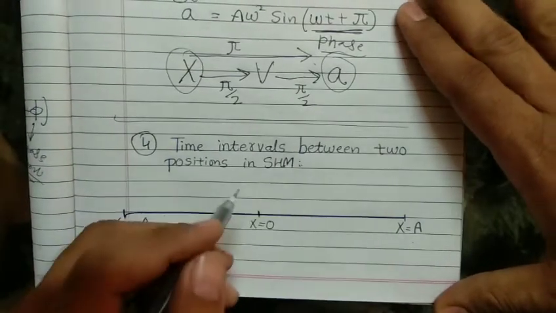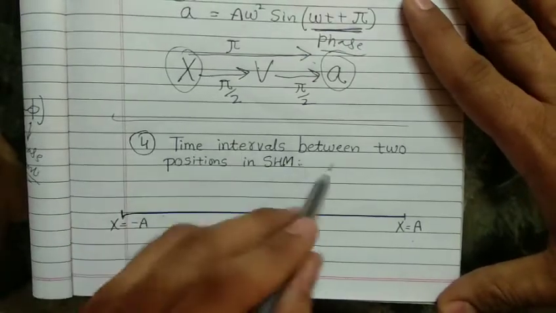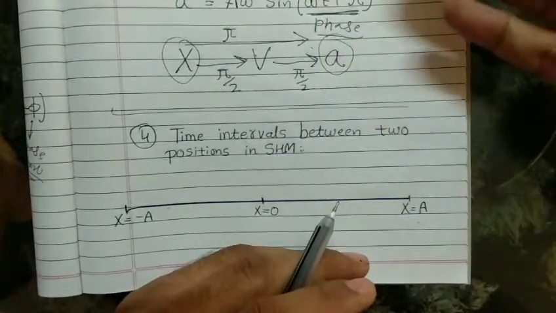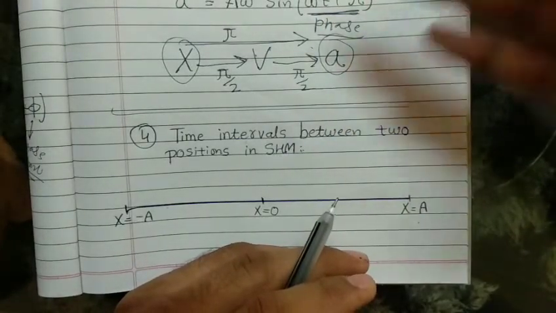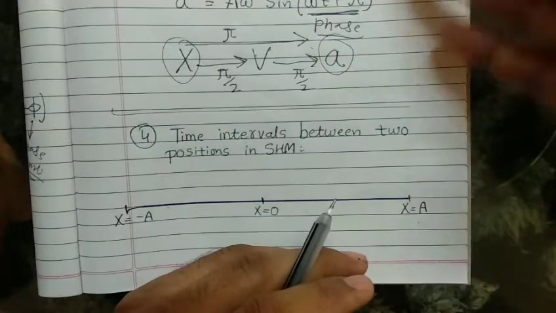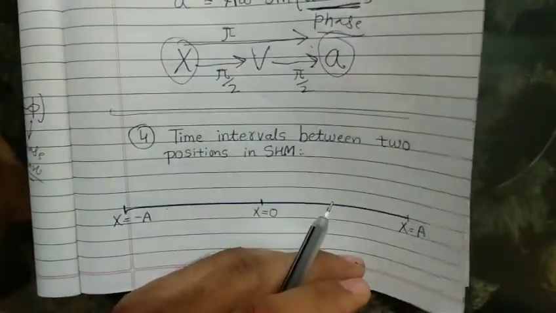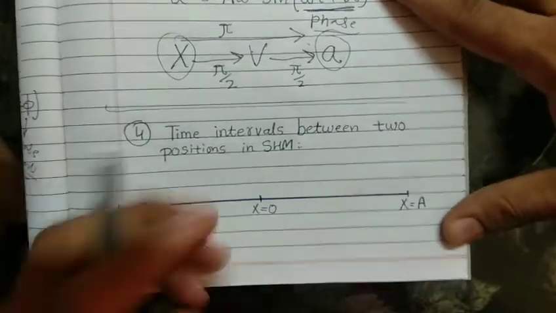Okay, so let's start with the next point. It's the time interval between two positions in SHM. Sometimes a question comes on the topic where you have to find the time taken by the body to move between two points, that is, how much time it takes to go from one point to another point in the path of SHM. That is what I am discussing.